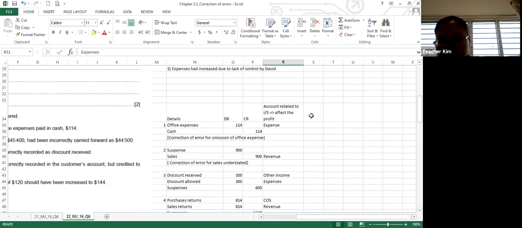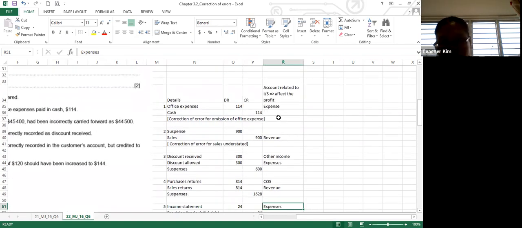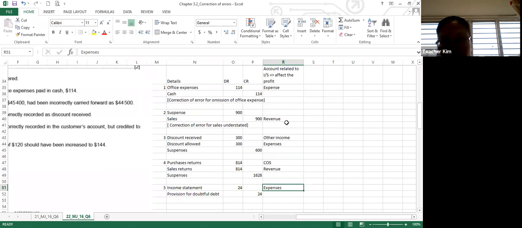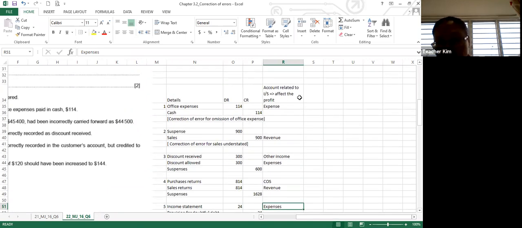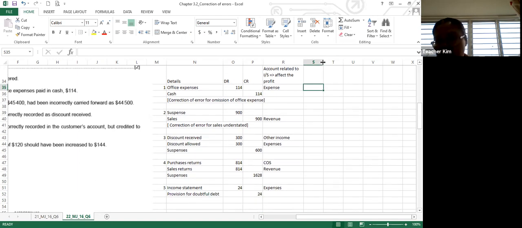Okay, now this one all identified, double check. Okay. Now, what you need to take note of is that this is all the journal entries that we have made for all the corrections. So when you see your correction, let's put it in here.